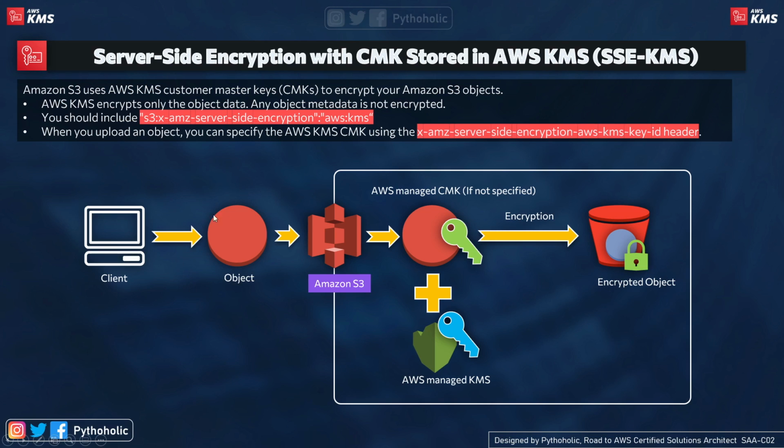So what happens here is you have the object. When you send it to AWS S3, every object is encrypted using the AWS managed KMS key, and that gets stored as an encrypted object on S3 itself. Here there are a few points that have been mentioned. AWS KMS encrypts only the object data. Any object metadata is not encrypted, and you should always include s3:x-amz-server-side-encryption: aws:kms or the ARN that you have. When you upload an object, you can specify the AWS KMS CMK using the x-amz-server-side-encryption-aws-kms-key-id header. The key ID will basically be your CMK ID, so that you can pass it as a header.